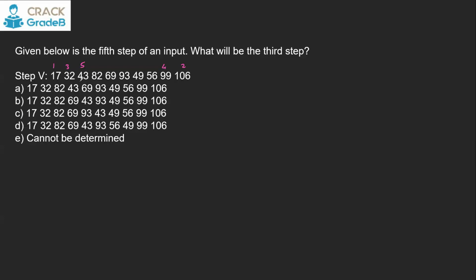But where did it come from? Can you tell? It could have come from here also, here also, here also. It could have come from anywhere, right? So you cannot tell the previous step. If the 5th step is given and the 3rd step is asked, you cannot tell the previous step, because you can't possibly know what number comes from where. So the answer is cannot be determined. Easy. Let's see one more.